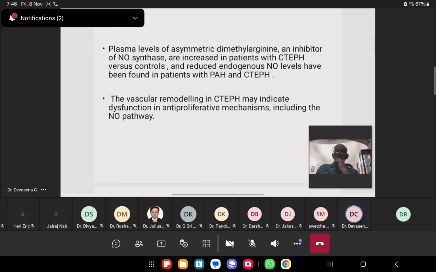Plasma levels of asymmetric dimethylarginine, an inhibitor of nitric oxide synthase, are increased in patients with CTEPH versus controls, and reduced endogenous nitric oxide levels have been found in patients with pulmonary arterial hypertension and CTEPH. The vascular remodeling in CTEPH may indicate dysfunction in anti-proliferative mechanisms, including the nitric oxide pathway.